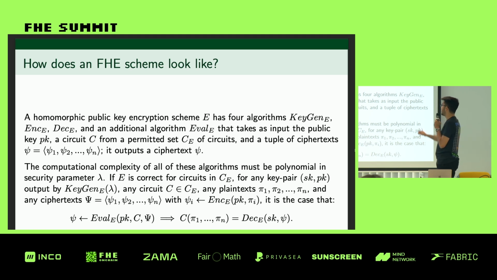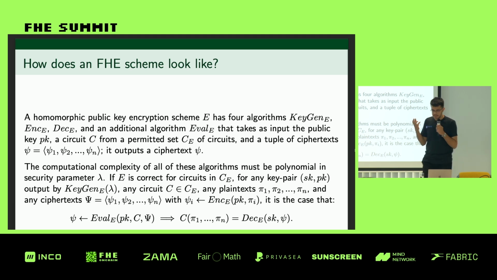on encrypted data. So it starts with a number of ciphertexts, like Psi1 to Psi-n, and when we apply our evaluate function, which takes a public key, the circuit that we want to apply, and the set of ciphertexts, the capital Psi, it outputs another ciphertext, and when you decrypt that ciphertext, you obtain the output of the circuit applied to the plaintext version of the ciphertexts.